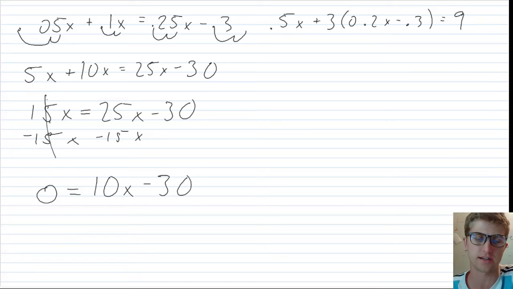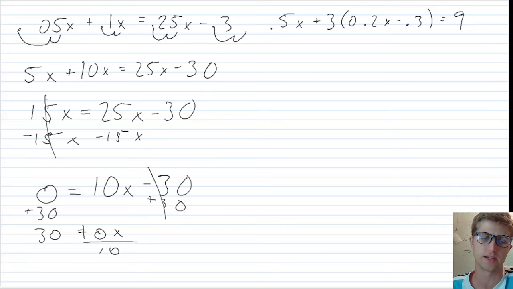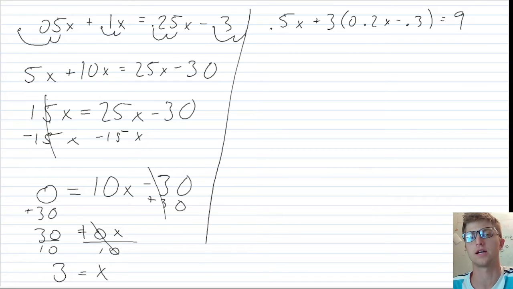What's the opposite of subtracting by 30? Adding by 30. What we do to one side, we'll do to the other. What's 0 plus 30? 30. 10x, oops, ignore that. It's the opposite of multiplication by 10, division by 10. 30 divided by 10 is 3. Okay, and then lastly, on this page, we got one more.